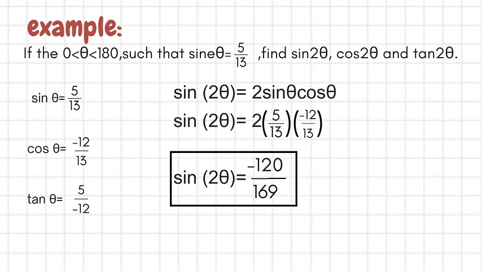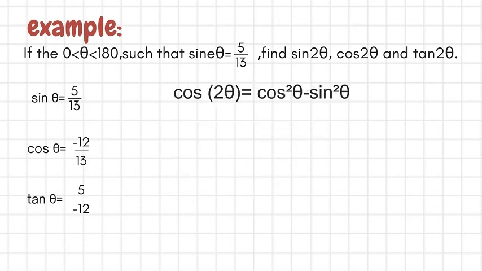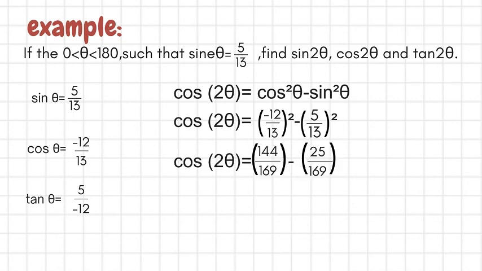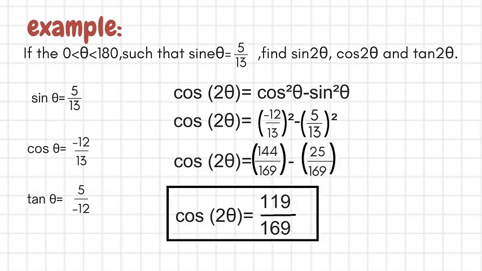Next, we need to find the value of cosine 2 theta. Cosine 2 theta is equal to cosine squared theta minus sine squared theta, which is negative 12 over 13 squared minus 5 over 13 squared, and it's equal to 144 over 169 minus 25 over 169, equal to 119 over 169, and that is now the value of cosine 2 theta.